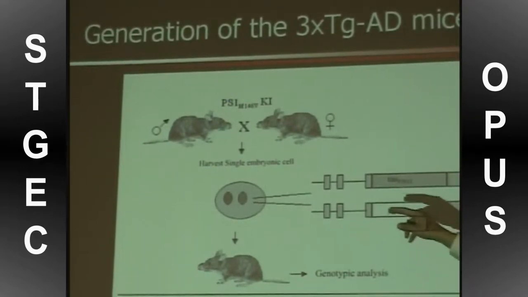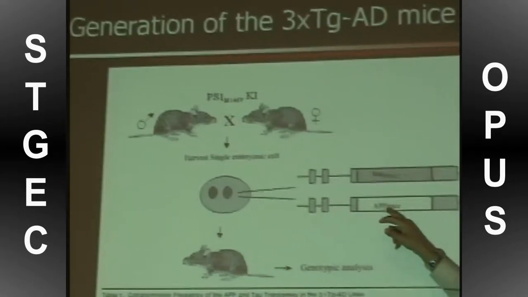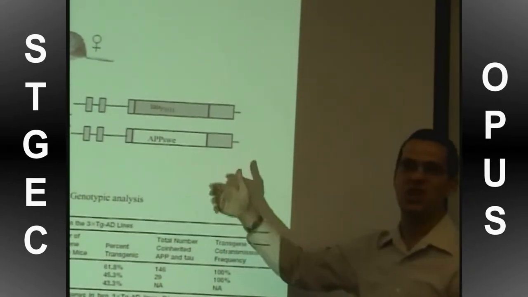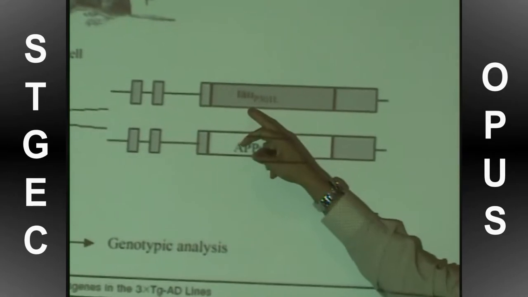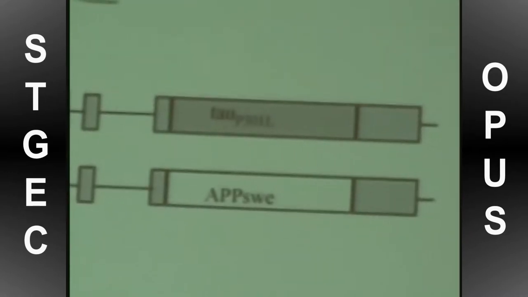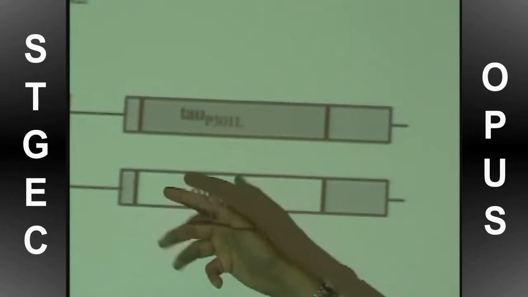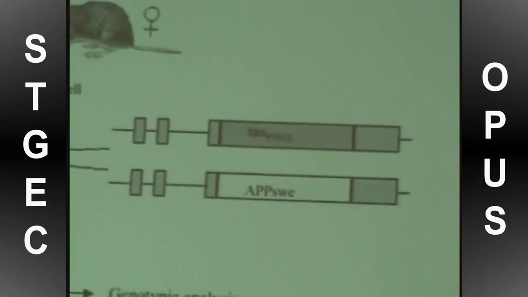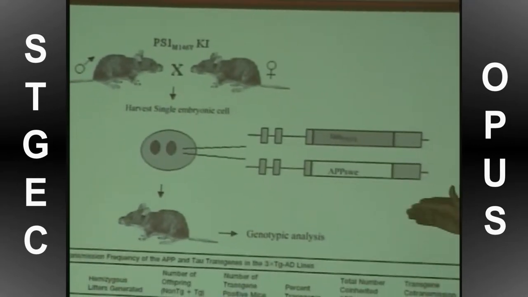So what we did, we took single cells from these mice and co-injected two different transgenes, with neuronal-specific promoters. One gene encodes the APP protein, which is the precursor for A beta, with the Swedish mutation. This is a mutation linked to familial Alzheimer's disease. The other gene encodes the tau protein with the P301L mutation, which leads to frontotemporal dementia. So we co-injected two transgenes into embryos harvested from a knock-in animal. These two transgenes integrate in the same genetic locus, and so they are co-segregated at the same time.